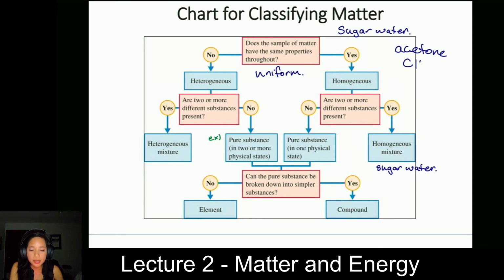Acetone contains carbons, hydrogens, and oxygen. So if you go to the store and buy pure acetone, it's colorless. It looks like water, right? So acetone would be homogeneous.